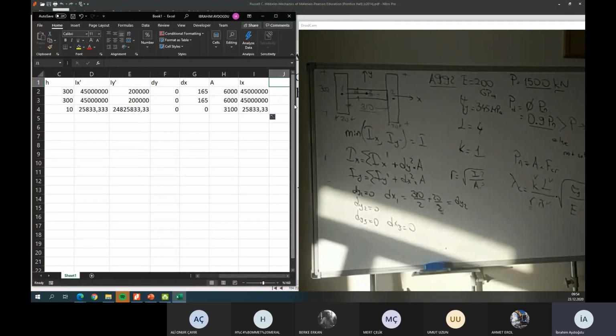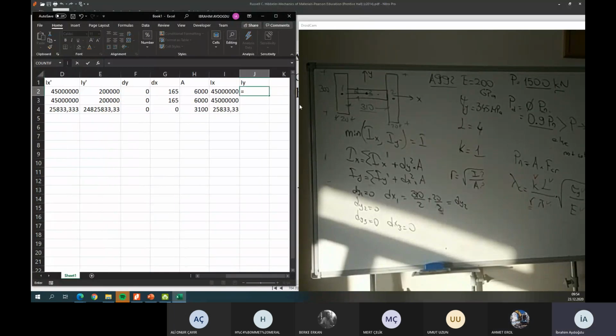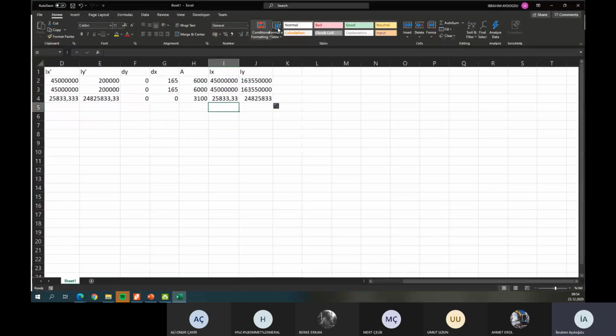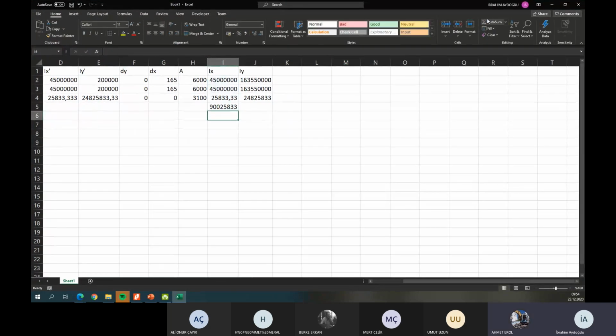Also Iy is equal to Iy prime plus dx squared times area. So I need to get the summation of these values. There is the auto sum in here. So total Ix is this one, and total Iy is this one.